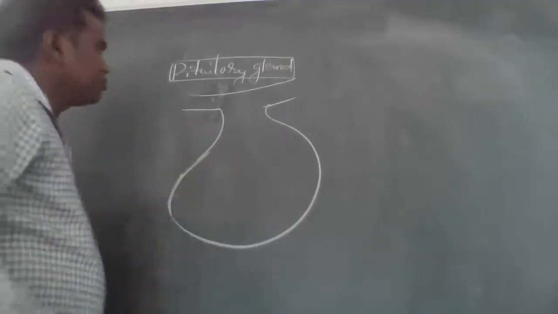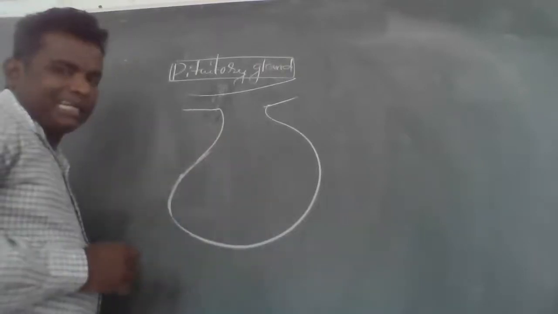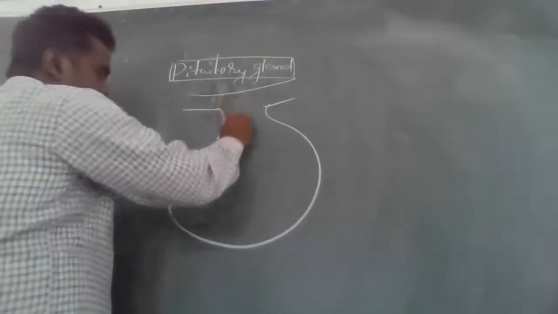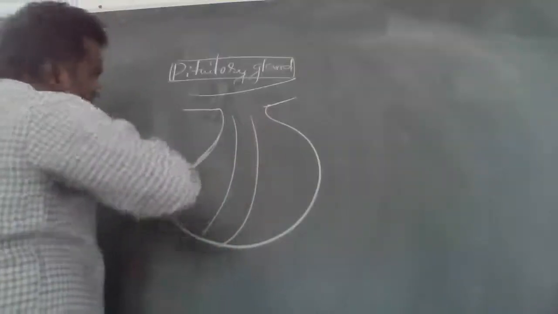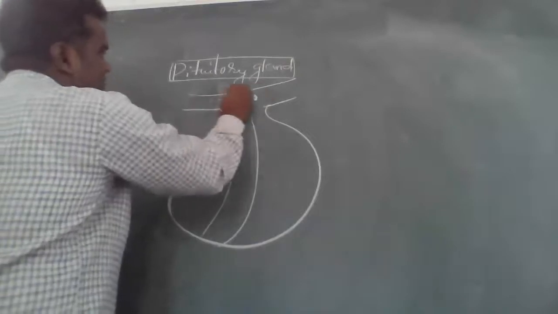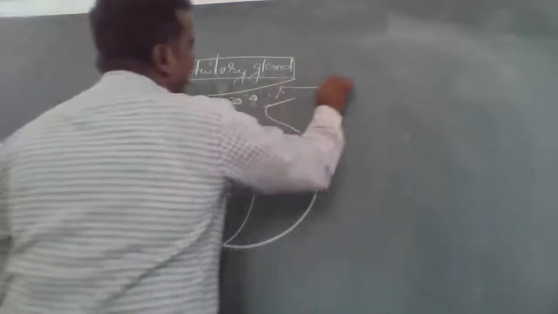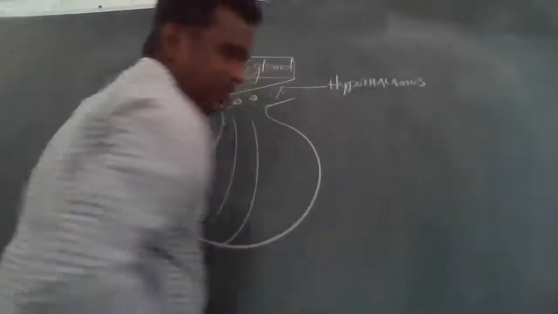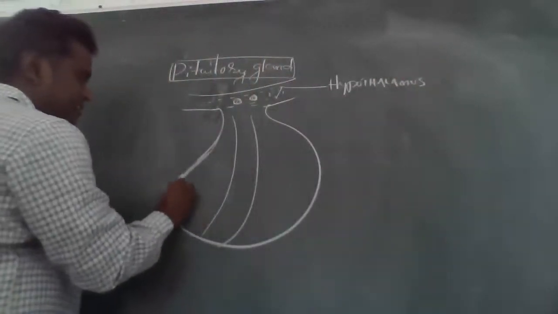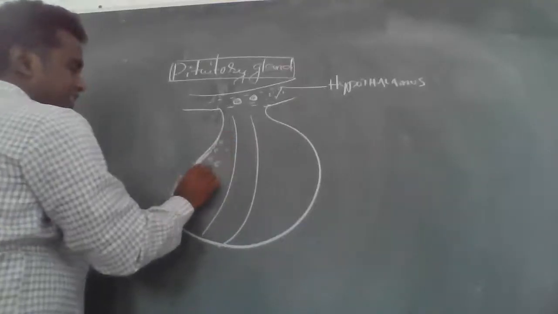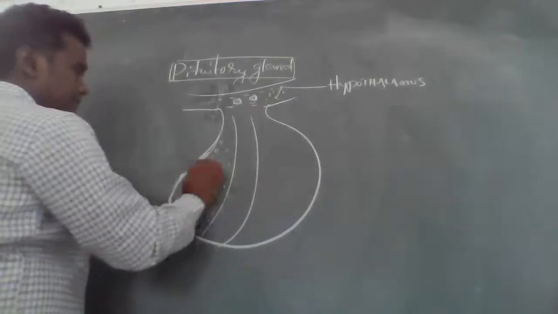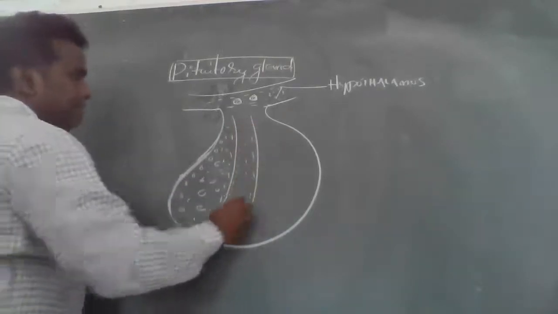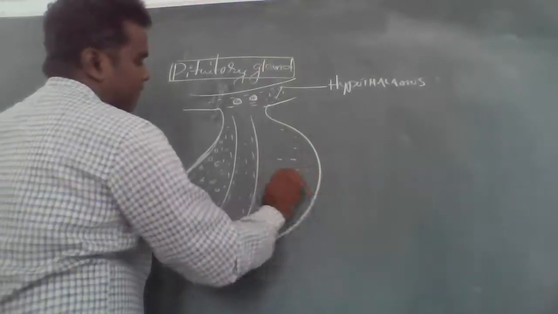Okay, so this is the pituitary gland, which has three lobes. One is called the hypothalamus. This pituitary gland has three lobes.